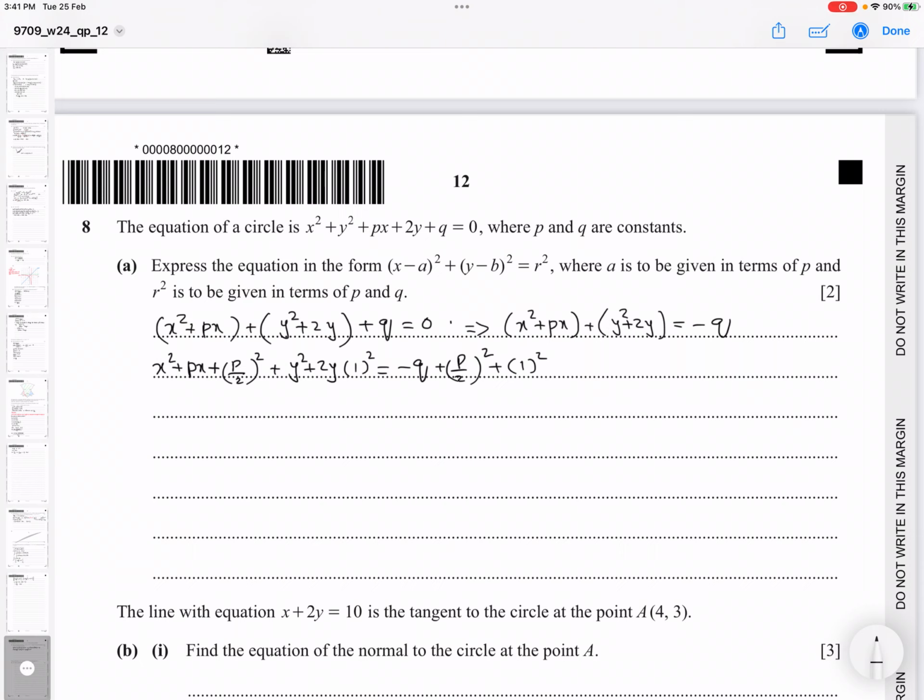Now rewrite the left hand side as the sum of two perfect squares. I can write (x plus p by 2) whole squared plus (y plus 1) whole squared. This side, if I try to simplify it, I can write as p squared over 4 plus 1 minus q. So this is what I can do, and this is the answer for our part A.